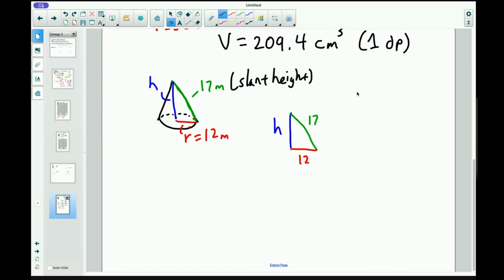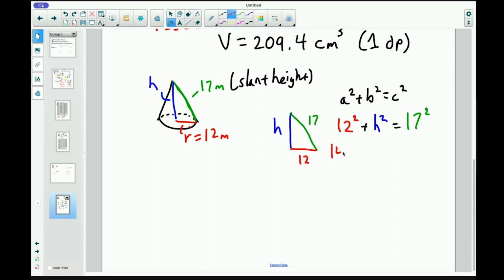So remember Pythagoras theorem was a squared plus b squared is equal to c squared, with c being your hypotenuse. Okay, so let's go ahead and plug in our values. So we have 12 squared. It doesn't really matter which side is a or b. So 12 squared plus my b squared, so that's going to be plus h squared. And that will equal 17 squared. So remember that c squared is your hypotenuse squared.